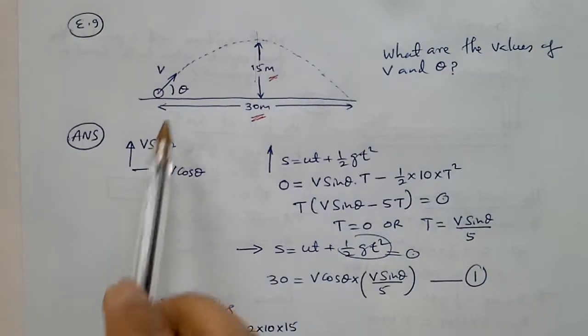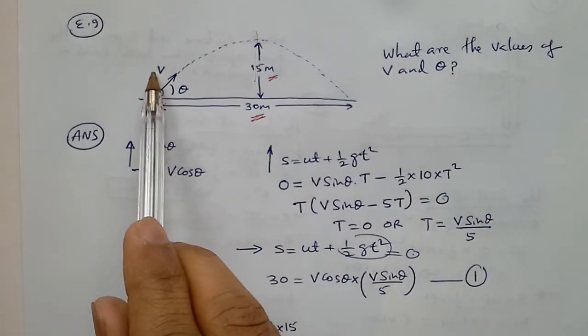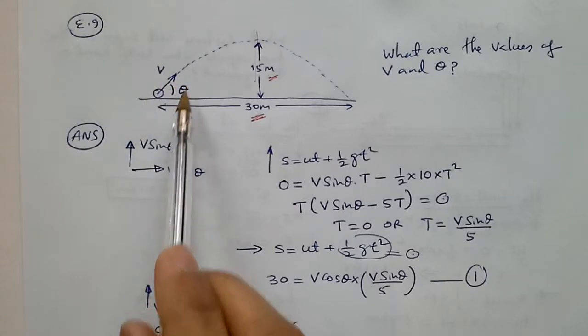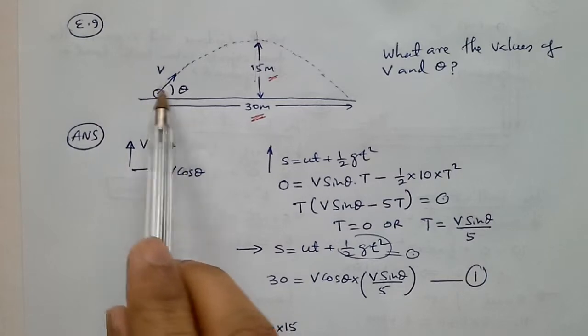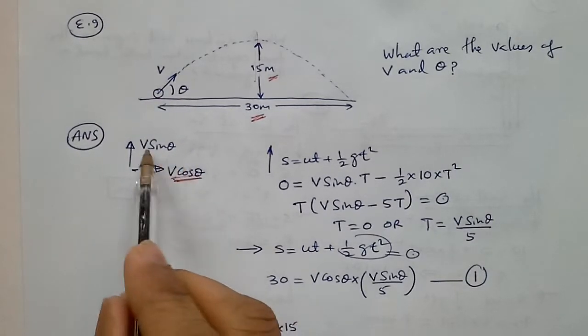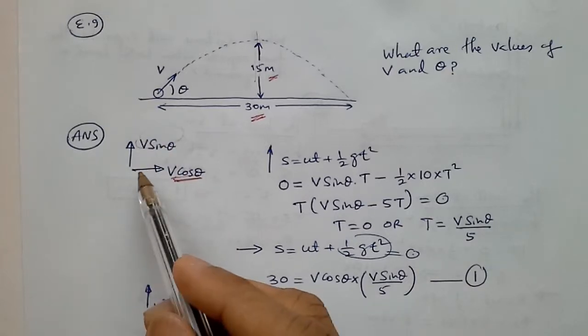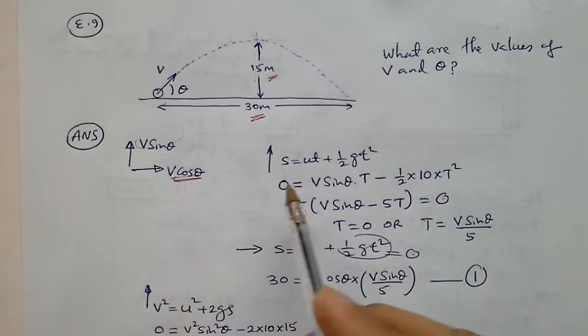What I did is, I have taken the initial speed as v and the angle as theta. So I can divide this vector into two perpendicular components. The horizontal would be v cos theta and the vertical is v sin theta. We know how to do this.